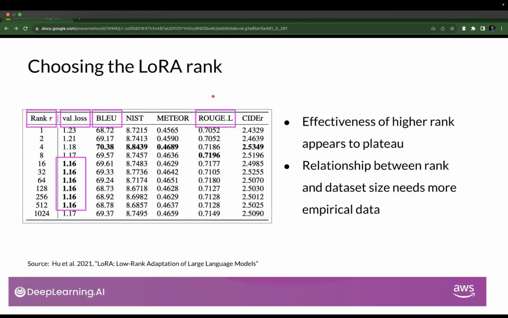There is also active research on finding what should be the rank of the LoRA matrices. Usually, some rank between 4 to 32 is a good start number to go ahead with. With higher rank, the validation loss starts to plateau. You don't start to get much gain. So a number between 4 to 32 should be good enough to get started with.